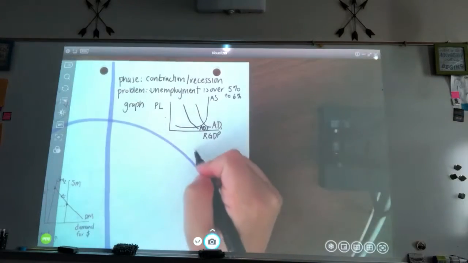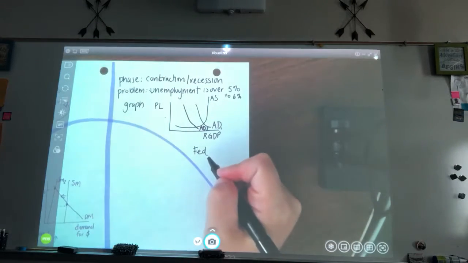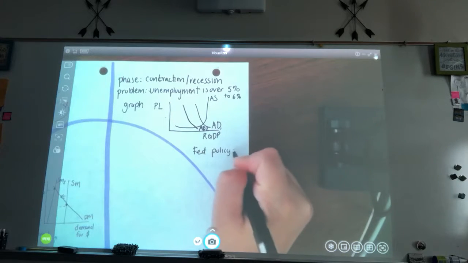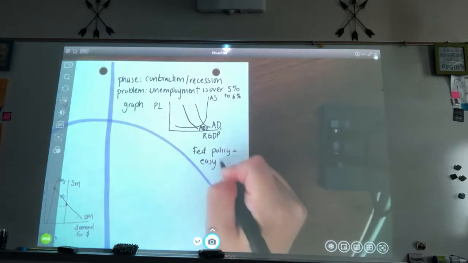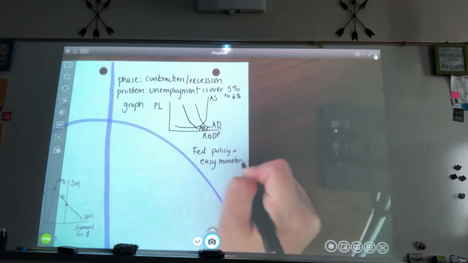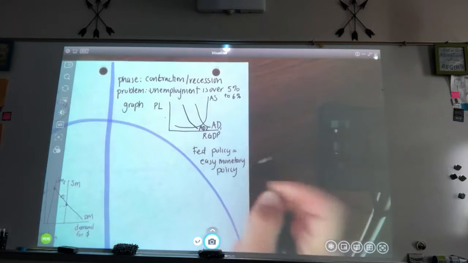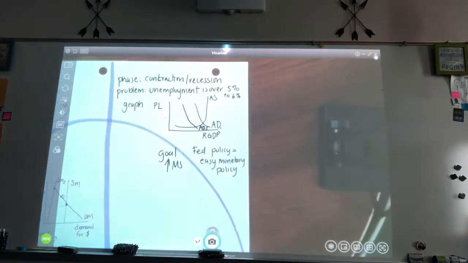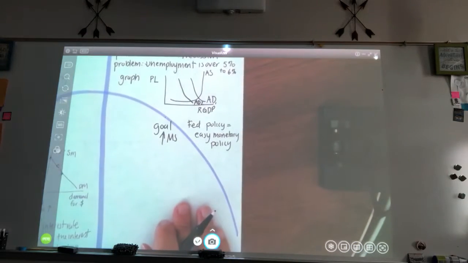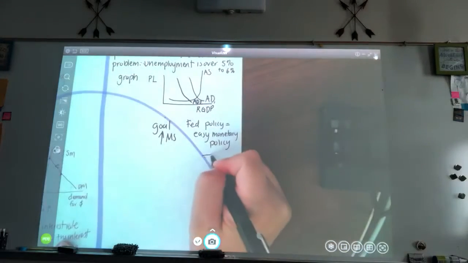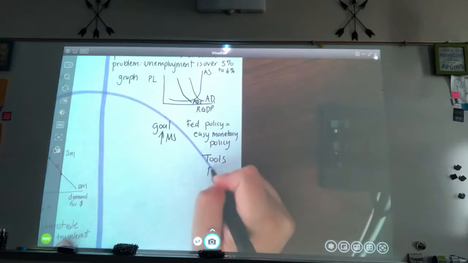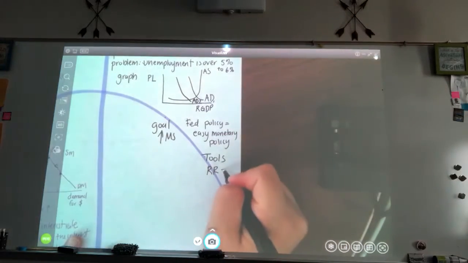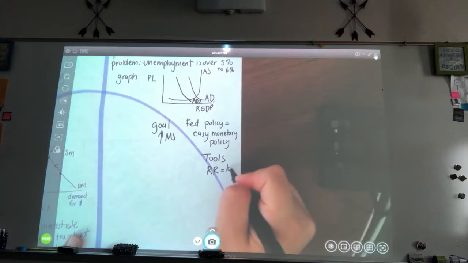So the Fed, do they need to tighten up the monetary policy? They need to ease it. So the Fed's policy will be easy monetary policy. Their goal over here is to increase the money supply. So let's look at their tools. For reserve requirements, if they want more money out there, what are they going to do to that reserve requirement? They're going to lower it.